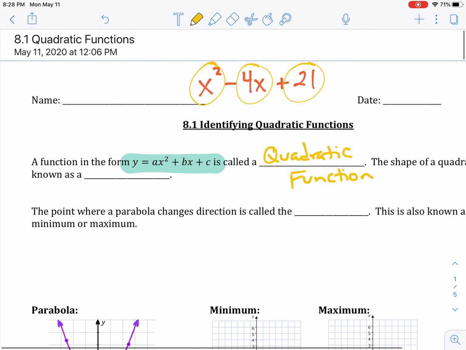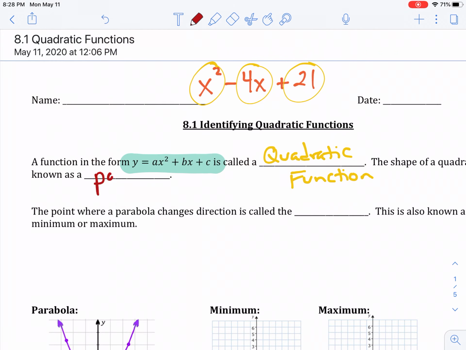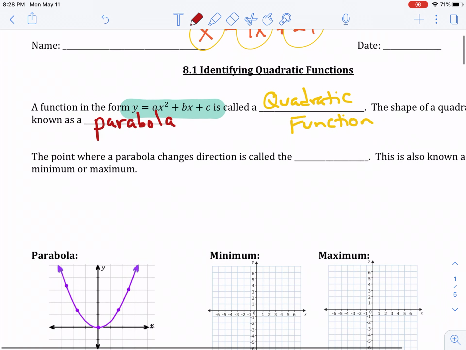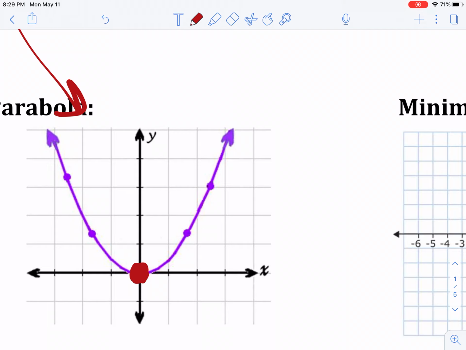The shape of a quadratic is known as a parabola, so when you graph this, you get what's called a parabola. Okay? And down here is a picture of a parabola. It looks like a big U shape. It's a U-shaped curve. The point where the parabola changes direction is called the vertex. So see this point right down here where the parabola goes from down to up? That's called the vertex. Right there.